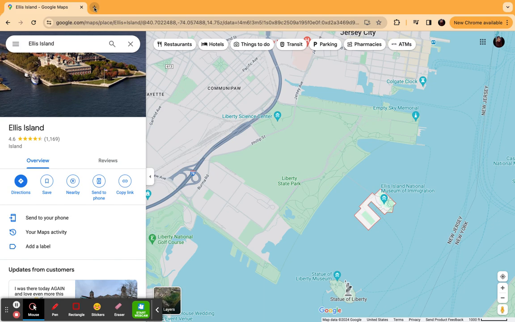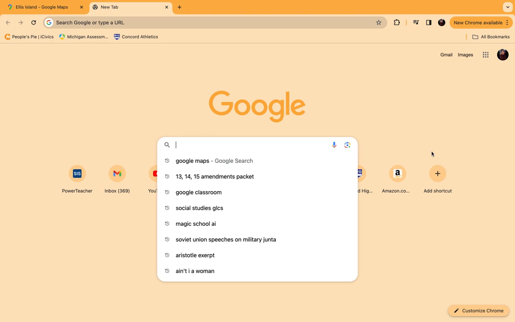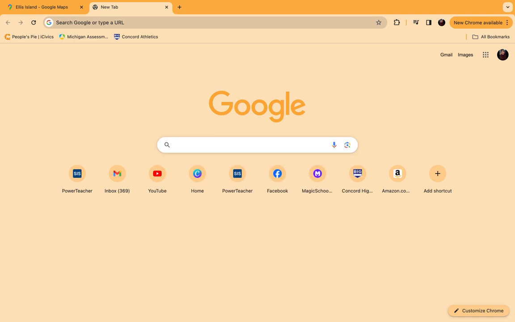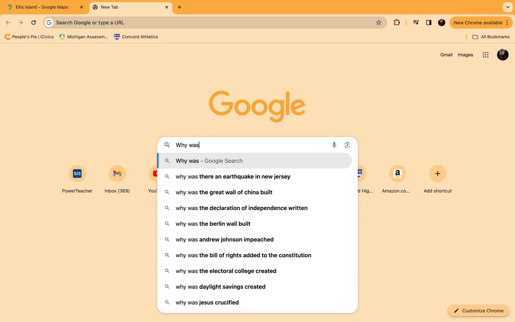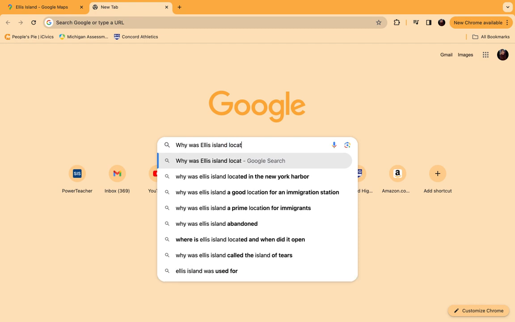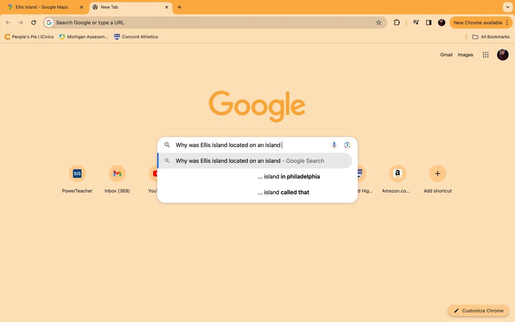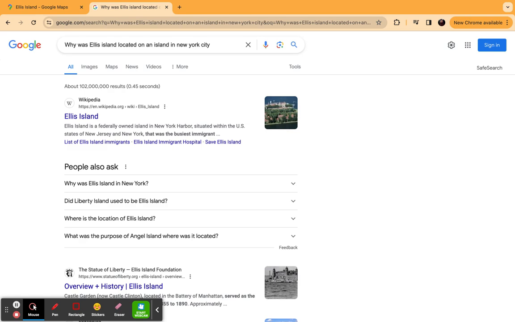So I'm going to open up Google and I am just going to search my question straight up. So I am going to look on here and I am going to type in, why was Ellis Island located on an island in New York City.